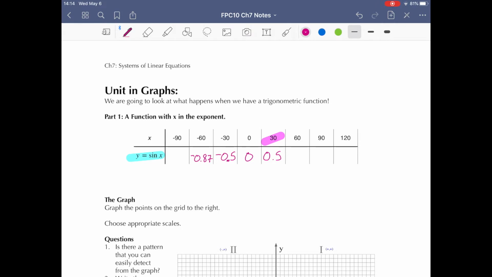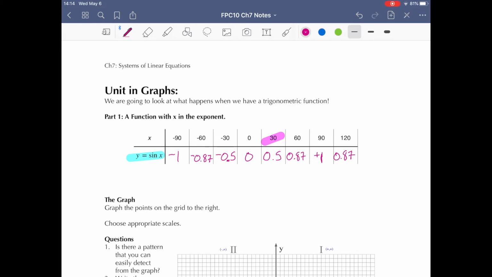Let's do negative 90. Negative 1. Let's do 60. 0.87. What do you think 90 will be? Plus 1 instead of negative 1. Now 120. 0.87.